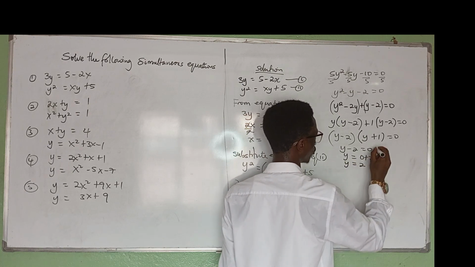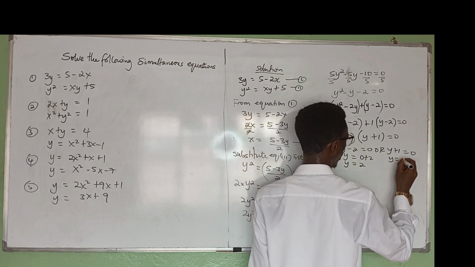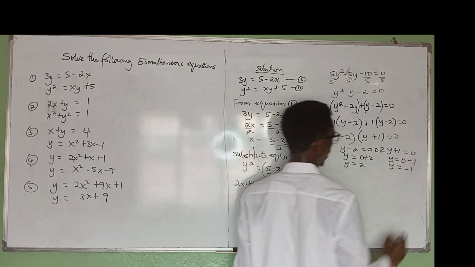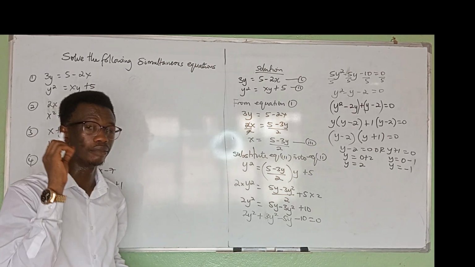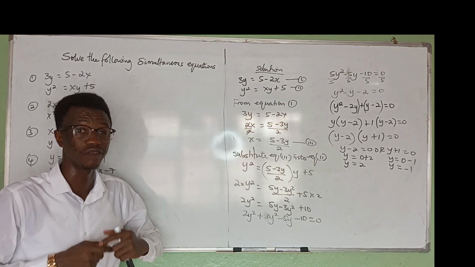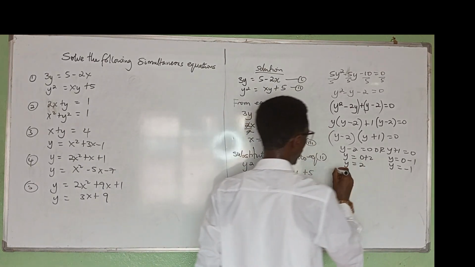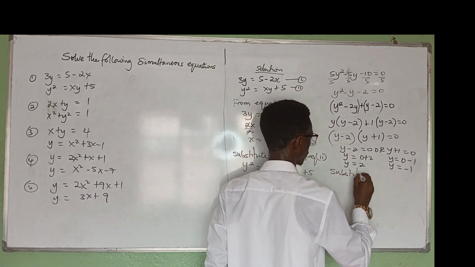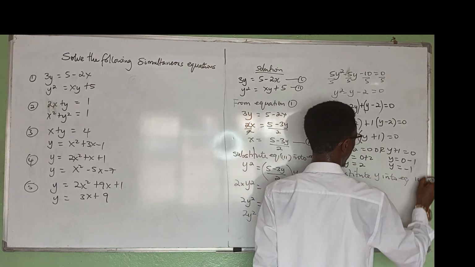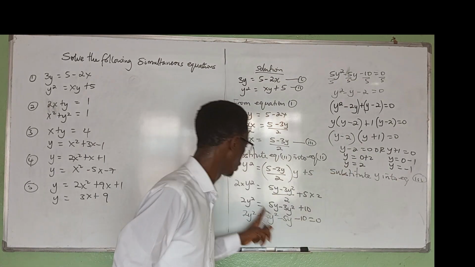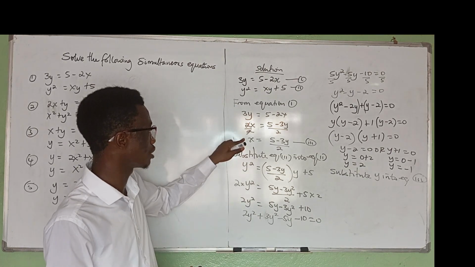So we have y equals 2, or we have y plus 1 equals 0, so y equals 0 minus 1, so y equals -1. In a case like this, we are going to have two answers for one variable, and two answers for the other variable. So now that we have this, we are going to substitute y into equation 3. Remember equation 3, because I want to substitute y into the equation that will give us x.